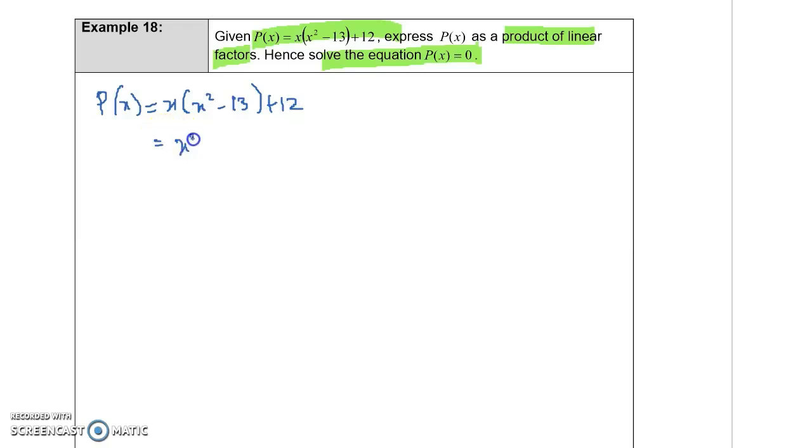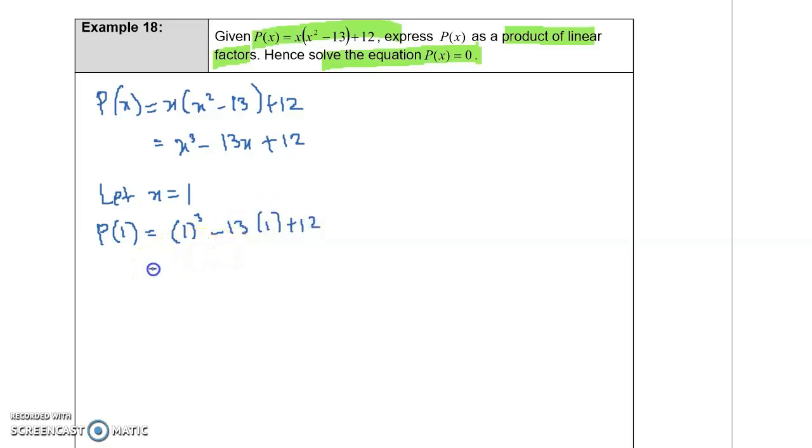So we will get x cubed minus 13x plus 12. To find a linear factor, we have to find one of the factors of p(x). By inspection, let's say we choose x equals 1. So try p(1). Substitute 1 into p(x), we'll get 0. Since p(1) equals 0, we can conclude that x minus 1 is a factor of p(x).